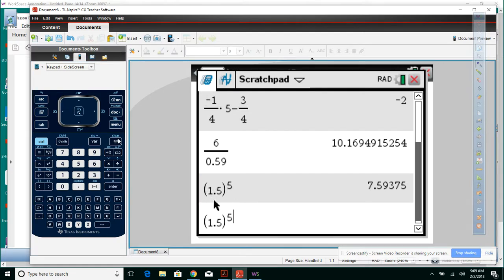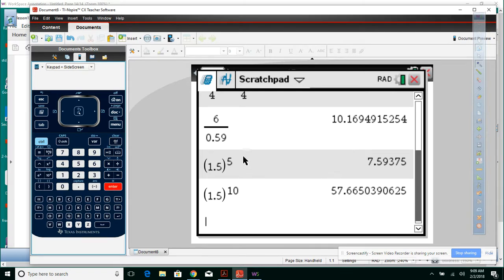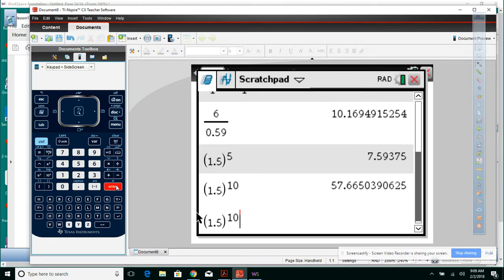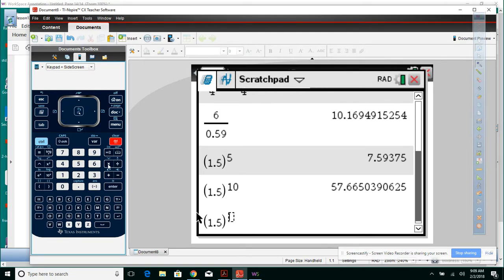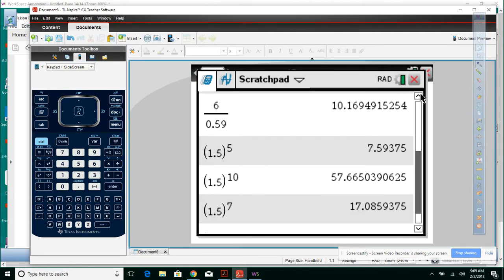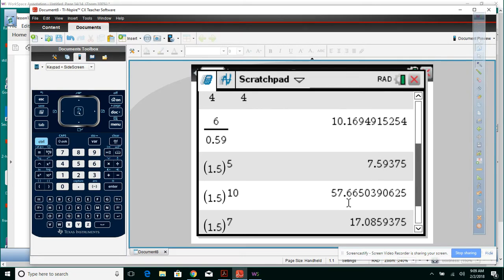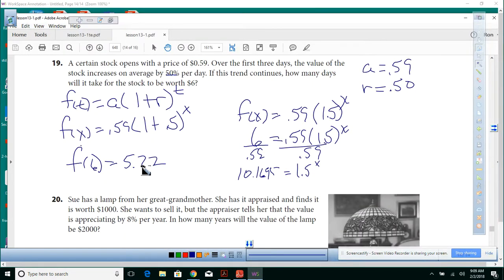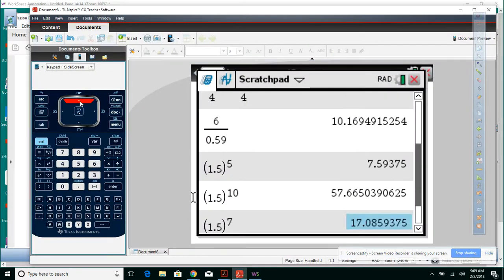And let's make that 10. That's 57. So we know it's somewhere between 5 and 10. So let's go up there and we'll grab that. And just for giggles, we'll go 7. 17. How close are we? We're still too high. Okay. What was the actual answer? 5.72. Okay. You can get real close. Go up there and grab that.